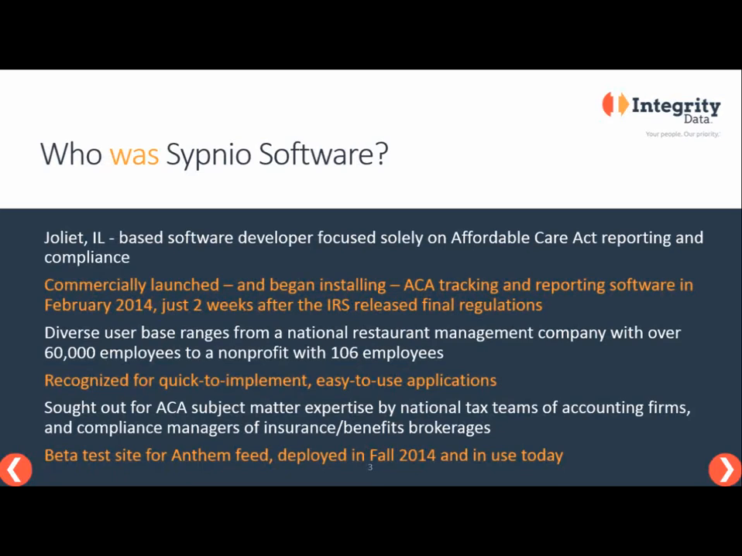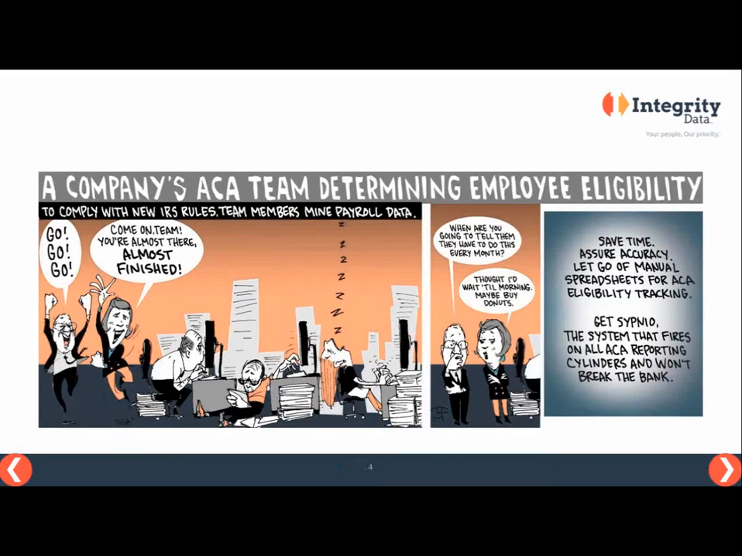Then in February 2014, we launched our first commercial application. That may seem like not too long ago, but in the ACA world, it's a grandfather, because the IRS released its final regulations on employer responsibility in February of 2014. And about that time, we had about 20 companies using this application. There were some big changes that came about.